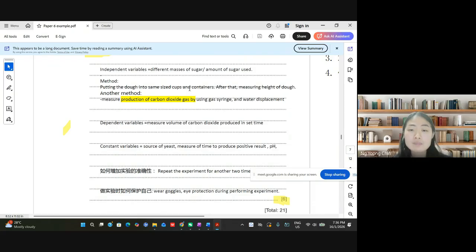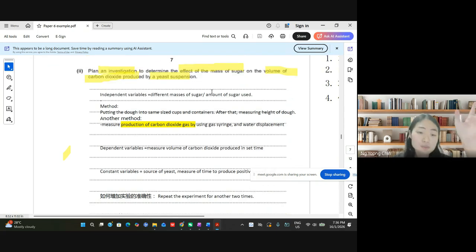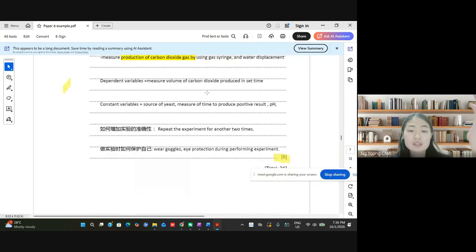And then the method. Okay, for the method you should write using what? Any kind of apparatus to help you get the result. For example, you are using the gas syringe or the measuring cylinder. So this is 4 points already you have, right? The 3 variables, the method. And then another tool is what? Another tool is already fixed.